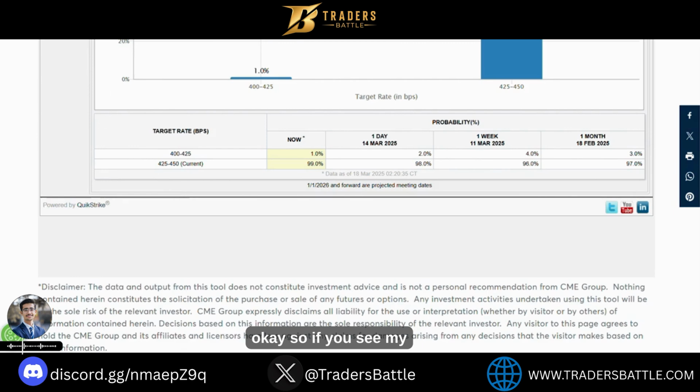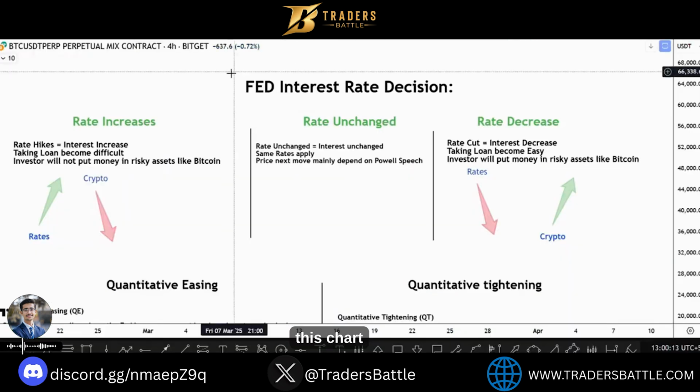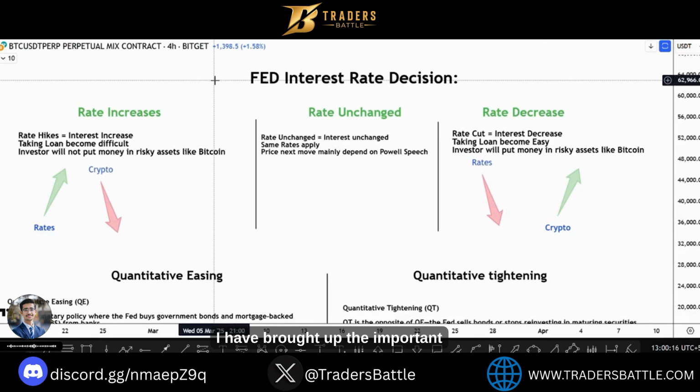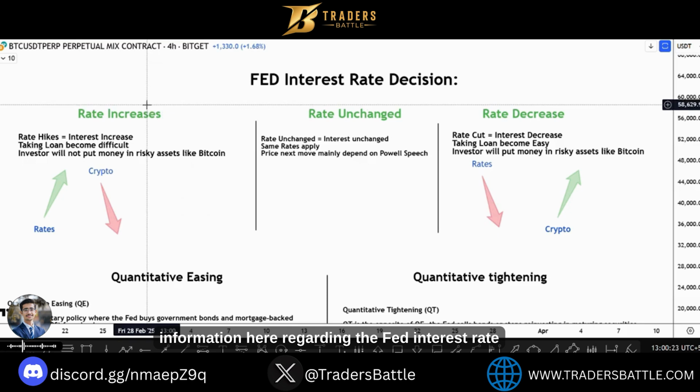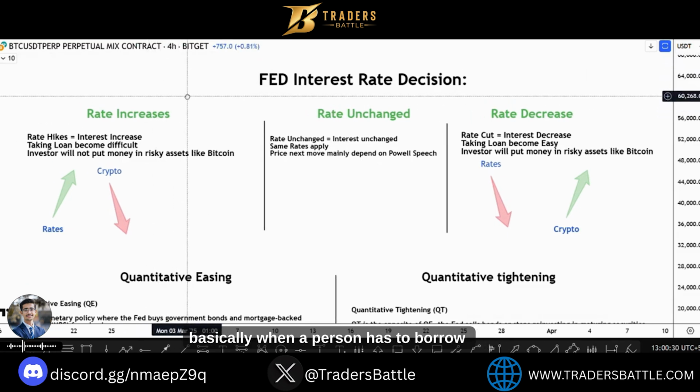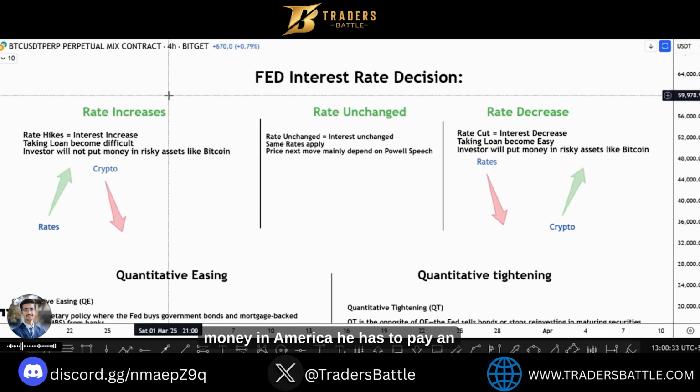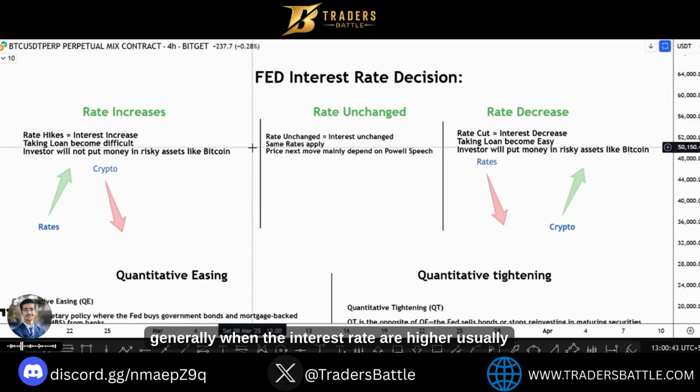In this chart, I have brought up the important information regarding the Fed interest rate, how it actually works, and what happens to crypto on a rate increase, decrease, and unchanged. When a person has to borrow money in America, he has to pay an interest rate. Generally when interest rates are higher, people don't borrow money. When interest rates are lower, people usually borrow money due to the low rates.